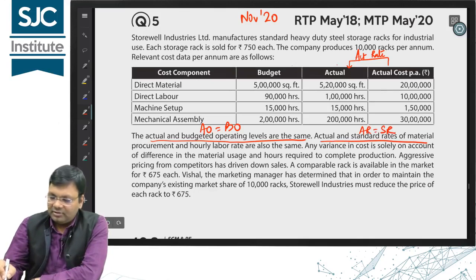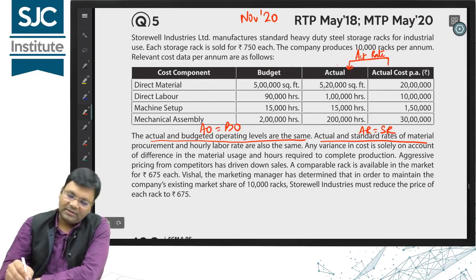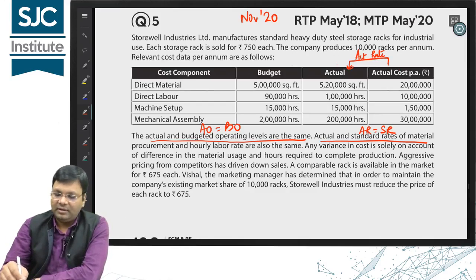So how will I get actual rate? I know actual cost divided by actual quantity will give me actual rate. So that is only the standard rate. For budget, you see this quantity is given, rate is not given. So budgeted rate will be the same as standard rate.